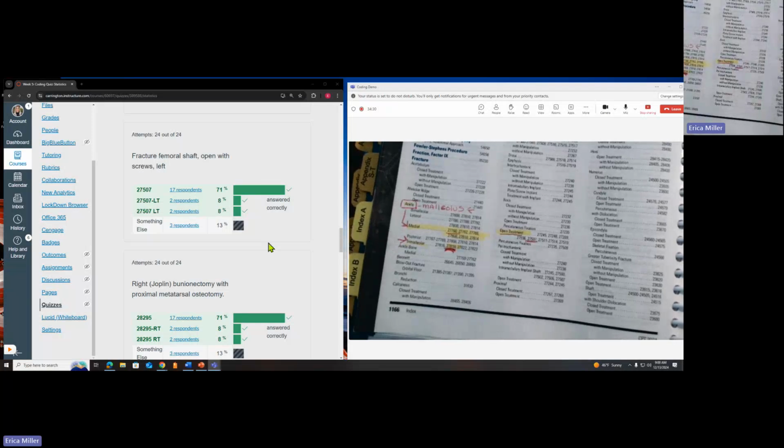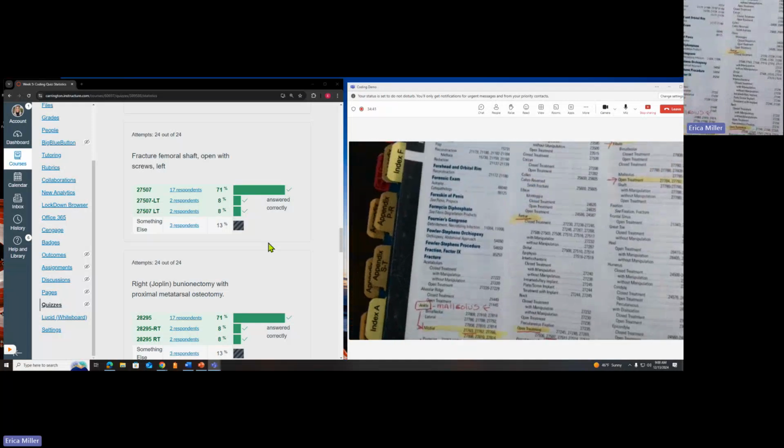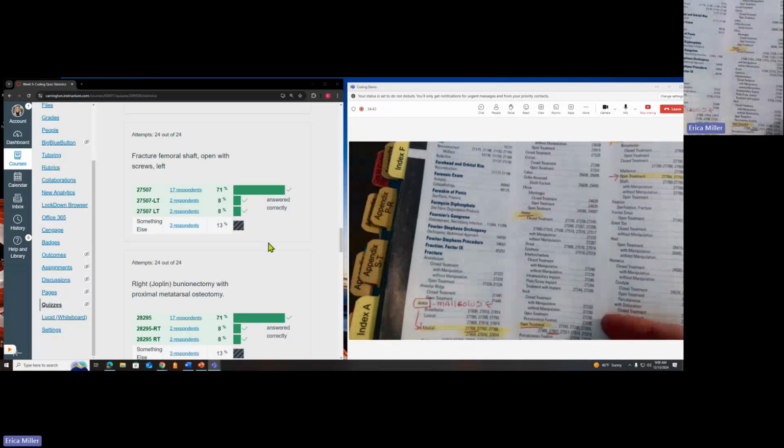Well, from the index, we've got fracture, femur, open treatment. Great. What have I not captured? Screws and shaft. So those are the two keywords I'll be reviewing once I get over to my tabular section. All right.